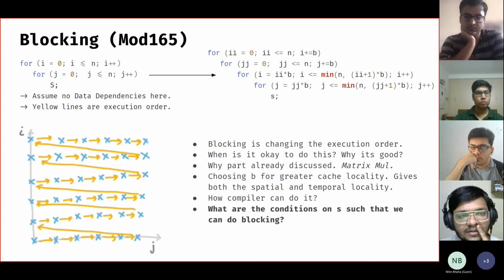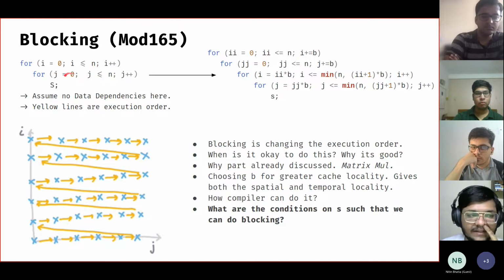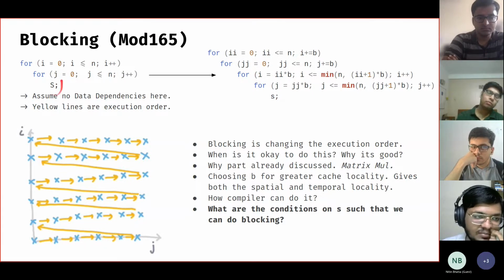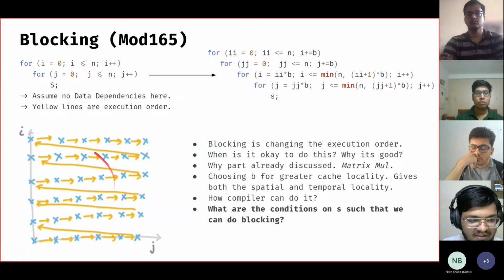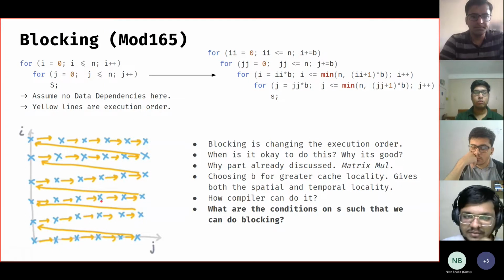Now we will move forward to some analysis on blocking. Let's consider a simple two-level for loop, and it has some body here. For now, let's assume that there are no data dependencies here, and if you see a particular execution, this graph shows the execution order.